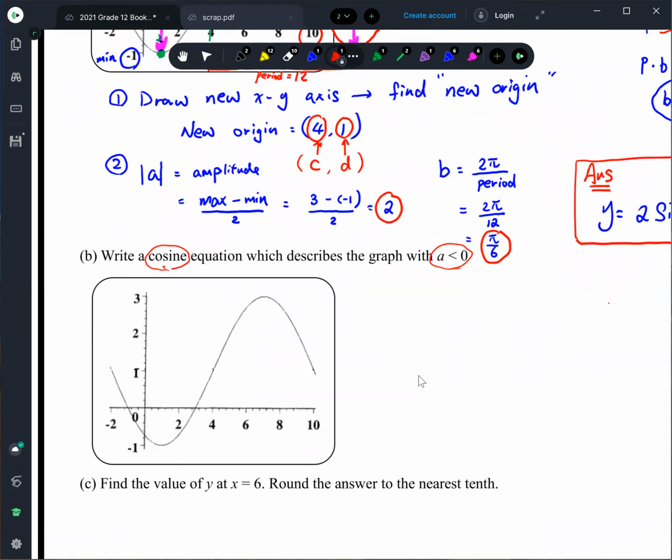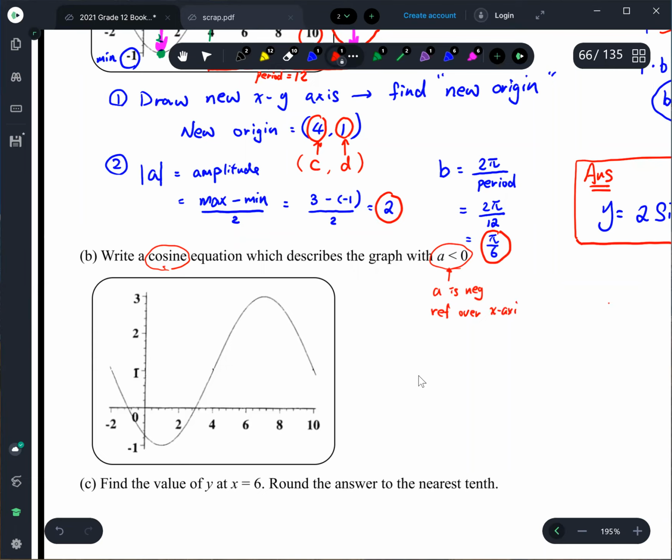Here the question states clearly it wants a cosine. It also wants a cosine with a less than 0, so a is negative, which means there's a reflection over the x-axis. So it wants you to get an equation of cosine with a reflection.